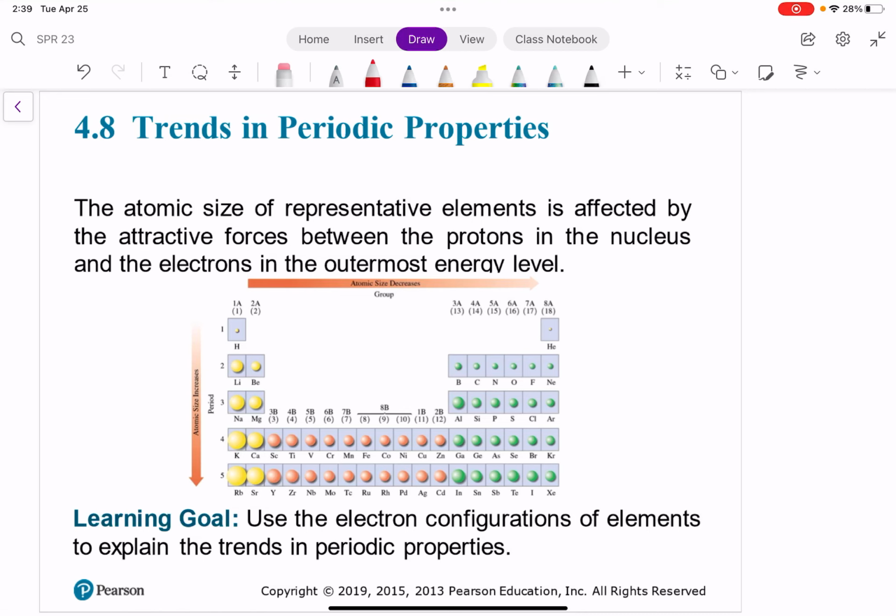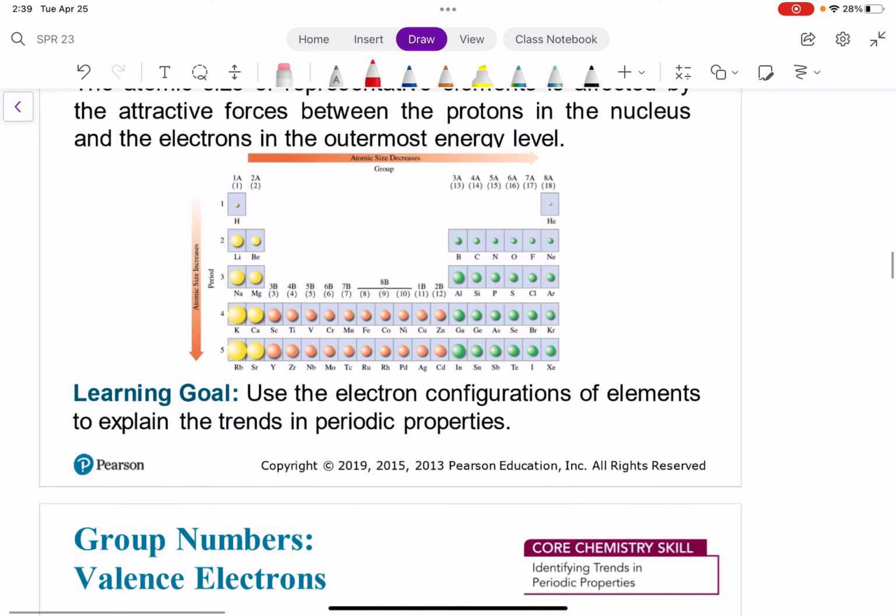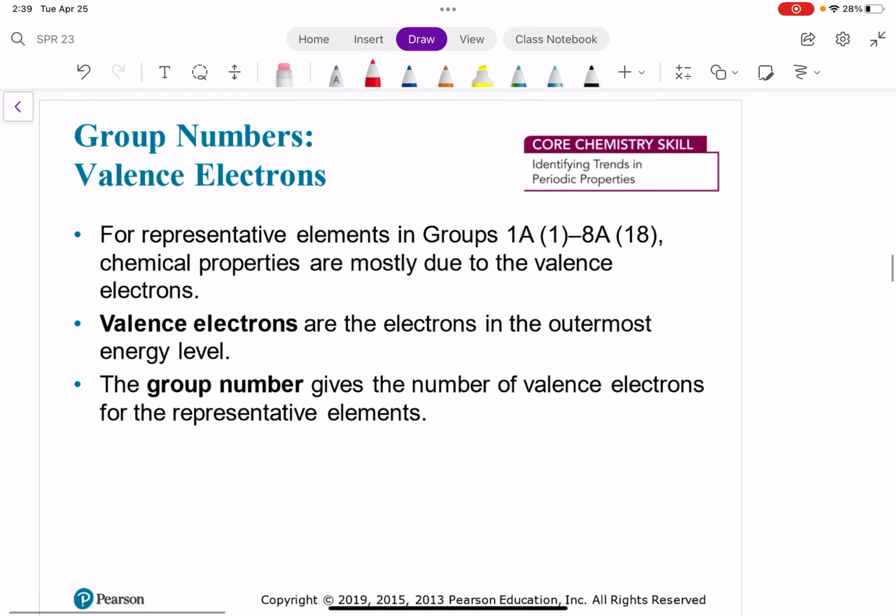In this video, I'm hoping to do just a short video on trends in periodic properties. So these are trends that we see in elements that we can kind of predict using the periodic table. Okay, so the first thing I want to do is define valence electrons.